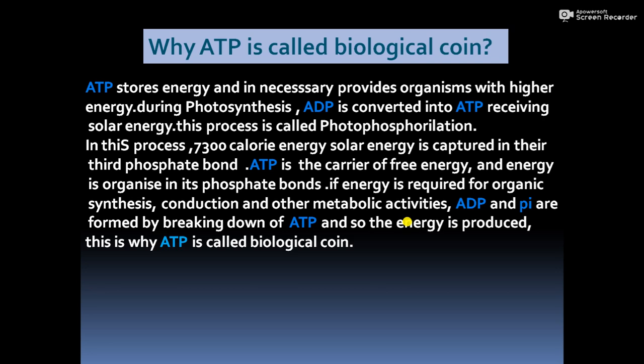Why is ATP called a biological coin? ATP stores energy and, when necessary, provides organisms with higher energy. During photosynthesis, ADP is converted into ATP, receiving solar energy. This process is called photophosphorylation. In this process, 7,300 calories of solar energy are captured in the third phosphate bond. ATP is the carrier of free energy, and energy is stored in its phosphate bonds. If energy is required for organic synthesis, conduction, and other metabolic activities, ADP and IP are formed by the breakdown of ATP, and so the energy is released. This is why ATP is called a biological coin.